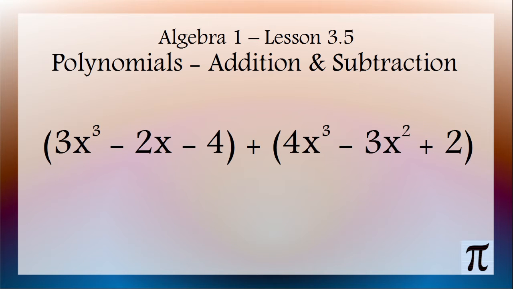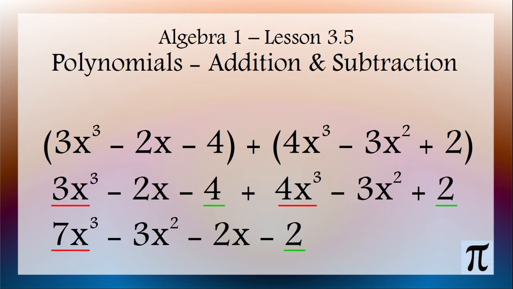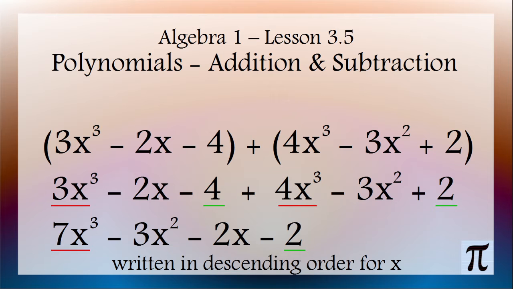Here's an example. 3x cubed minus 2x minus 4 is the first polynomial, and we are going to add 4x cubed minus 3x squared plus 2 as the second polynomial. This can be rewritten without the parentheses. The next step we would do is collect like terms. The terms in red are like, and the two terms in green are also alike. This simplifies to 7x to the third minus 3x squared minus 2x minus 2. In this case, it's written in descending order for x.